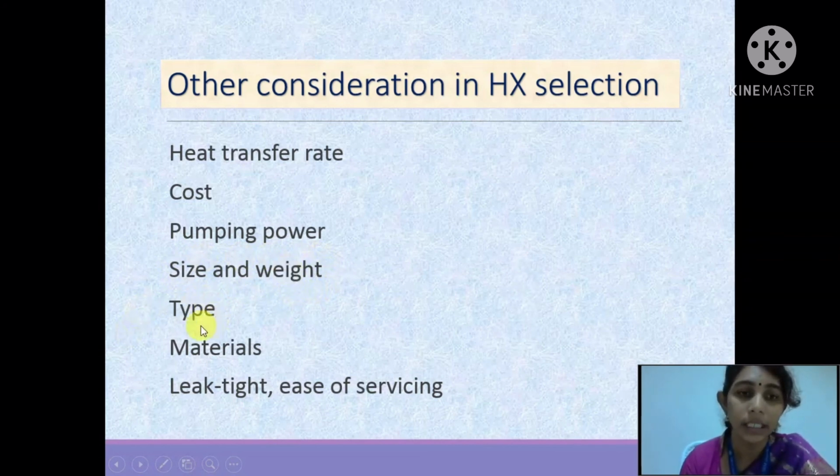The next comes the type of heat exchanger. We have discussed enough about the types of heat exchangers based on flow or geometry. Whichever is suitable for our application, we'll be choosing that. The next is the materials, whether we are going to use a stress resistant material or a corrosion resistant material. Based on that, you have to select. And the last, not the least, is leak tightness. It should be leak tight. There cannot be any leaking of fluid outside the heat exchanger, otherwise your heat transfer rate will not be satisfied. The next is ease of servicing. Servicing should also be quite comfortable.